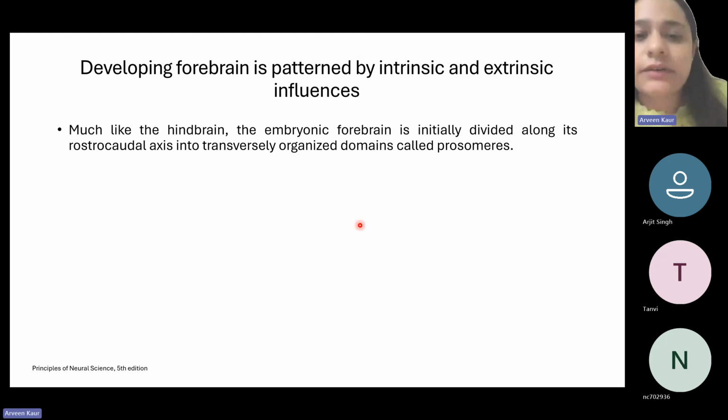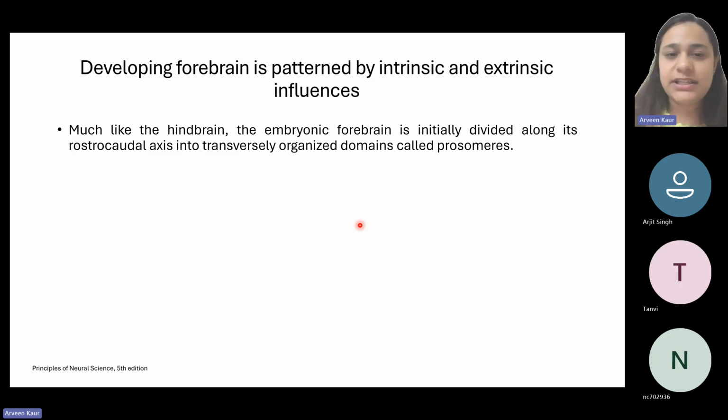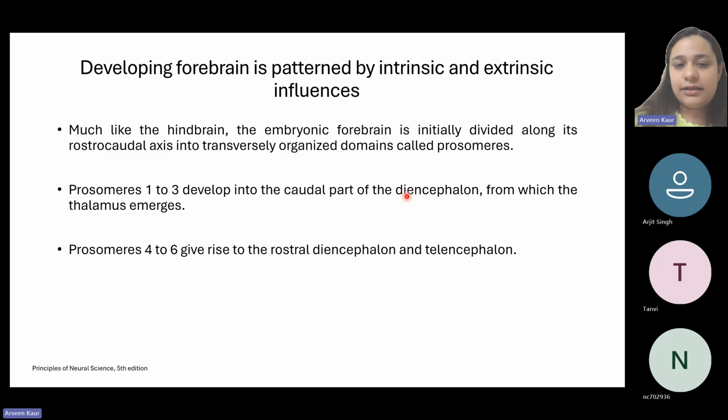So these different regions that are divided like this are known as prosomeres, right? I forgot to keep a representation or a schematic describing what these prosomeres are, right? But we can read a little about it.